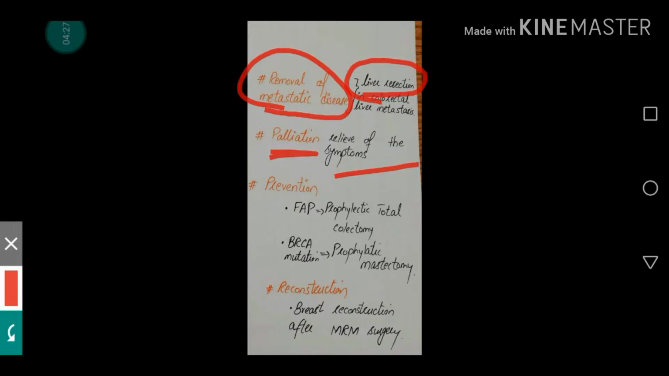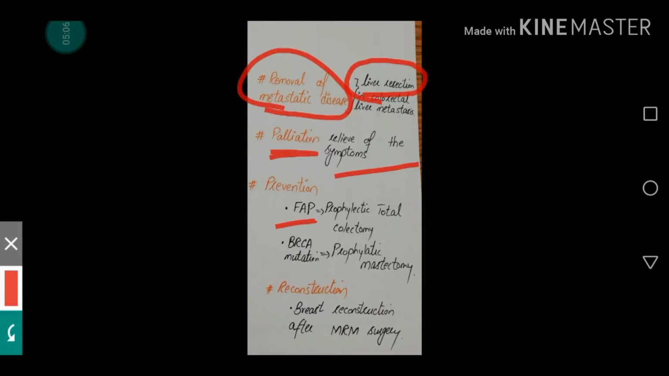And prevention. So if the patient has been diagnosed with a certain type of gene which makes them more susceptible to developing a carcinoma, or a patient has come to you with a positive family history of a specific type of carcinoma, then it is the duty of the doctor to perform a prophylactic surgery in that patient prior to the patient actually developing the carcinoma, because that carcinoma will worsen the life of that patient. Talking about a few examples, there is familial adenomatous polyposis.